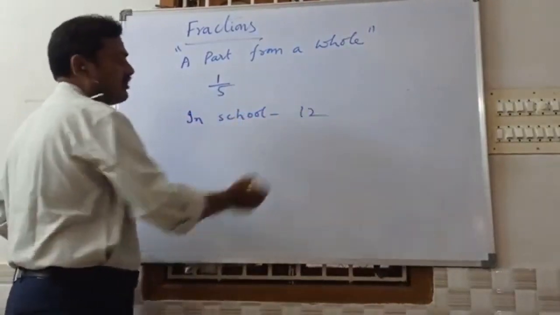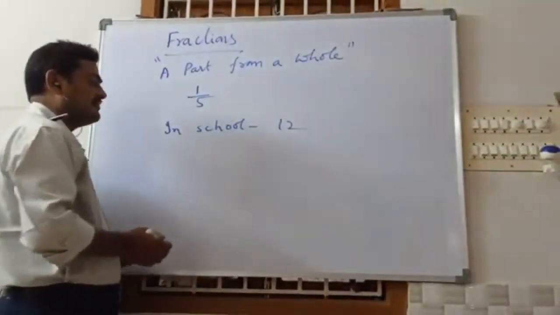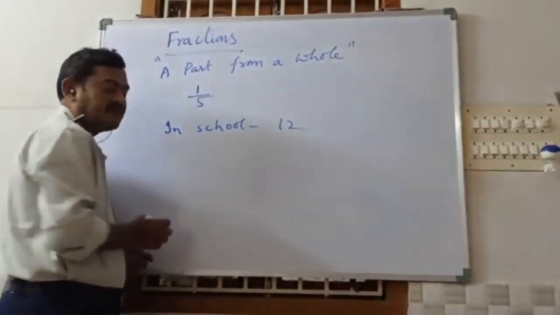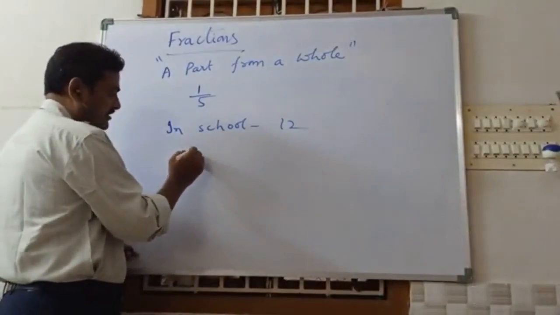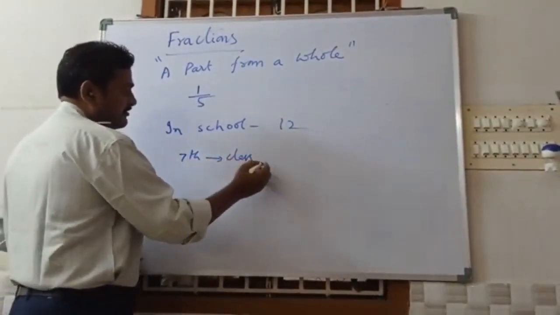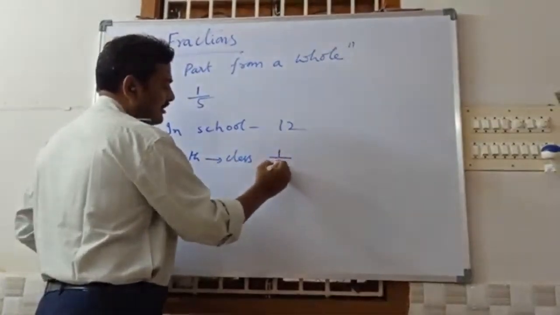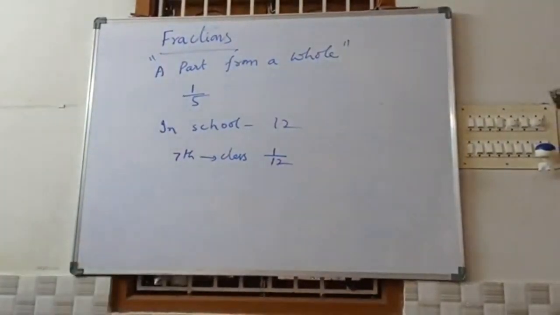So in our school, how many classes are there? There are 12 classes. Out of these 12 classes, what is our fraction? The 7th class fraction is 1 by 12.